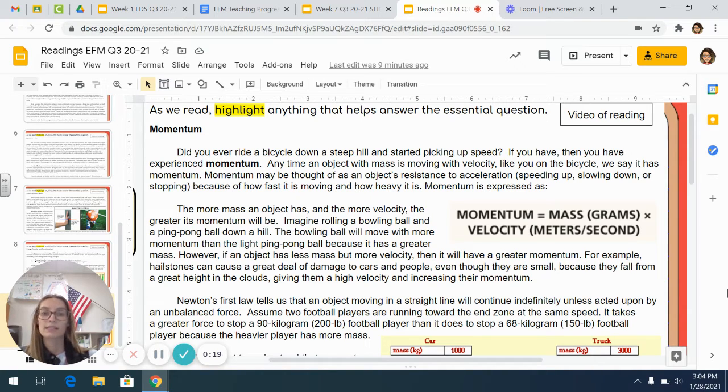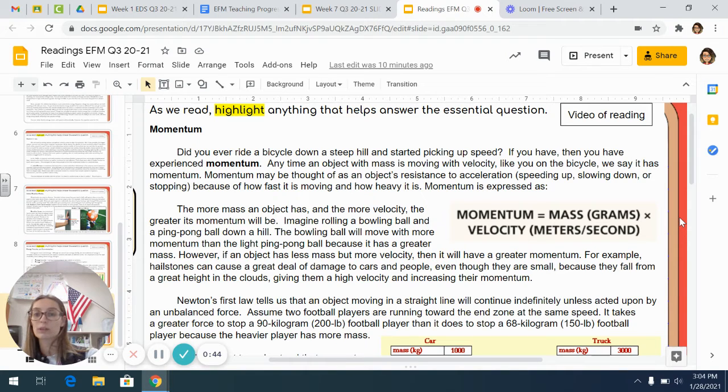Momentum may be thought of as an object's resistance to acceleration, like speeding up, slowing down, or stopping, because of how fast it is moving and how heavy it is. Momentum is expressed as momentum equals mass, in grams, times velocity, measured in meters per second. The more mass an object has and the more velocity, the greater its momentum.